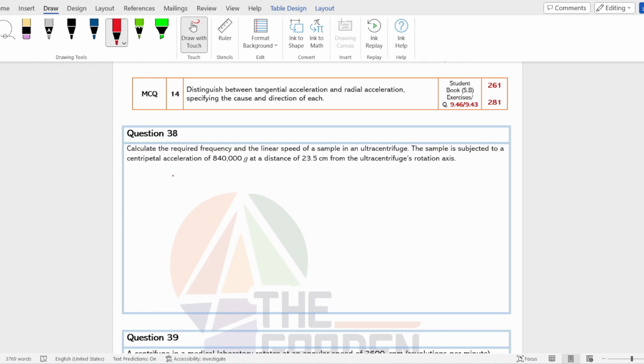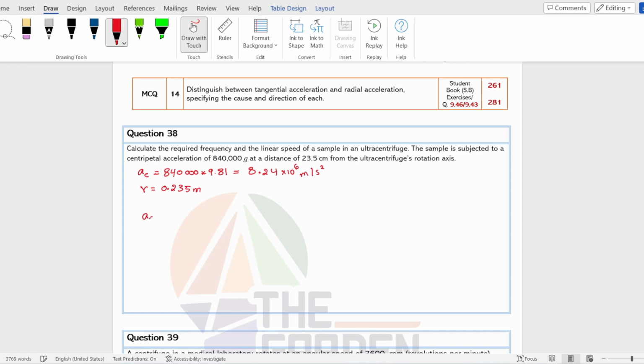Right. So first of all, we are given the centripetal acceleration as 840,000 g, which is equal to 9.81 times that, and the answer of this is 8.24 times 10 to the power 6 meters per second squared. And the radius of rotation is given as 23.5 centimeters. We just convert it to meters, which is equal to 0.235 meters.